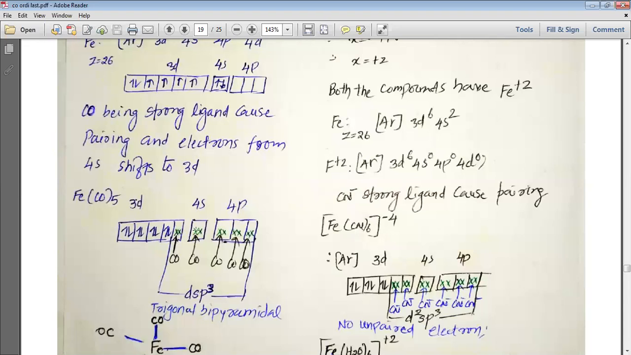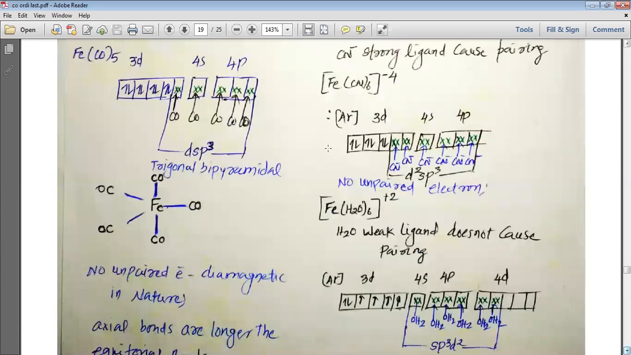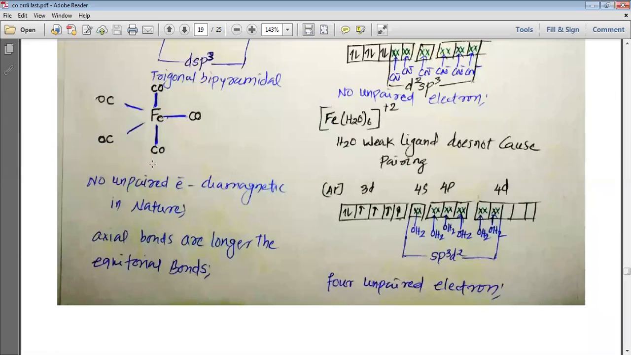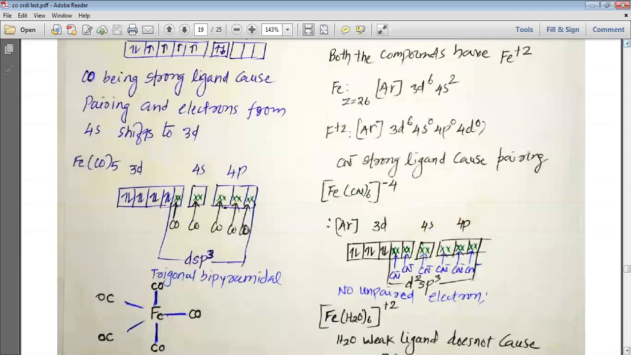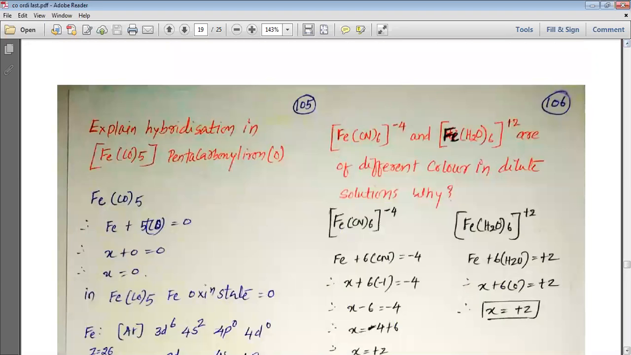So using 1 3d, 1 4s and 3 4p orbitals, dsp3 hybridization has been produced, which gives the trigonal bipyramidal shape to Fe(CO)5. No unpaired electron is present, that is why Fe(CO)5 is diamagnetic in nature. The axial bonds are longer than the equatorial bonds, and this is how we can understand the hybridization in pentacarbonyl iron 0.